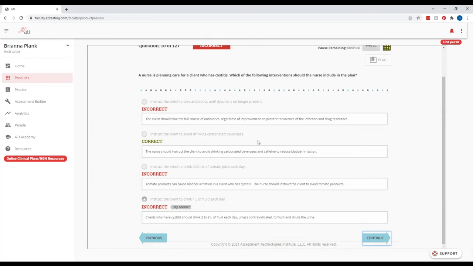It's irritating, and then also it's not as hydrating as water. So like I always drink diet soda, and I need to drink water instead, but I don't. So, but if you want to be hydrated, you want to be drinking water. I thought 1 liter sounded good, but they want 2 to 3 liters.